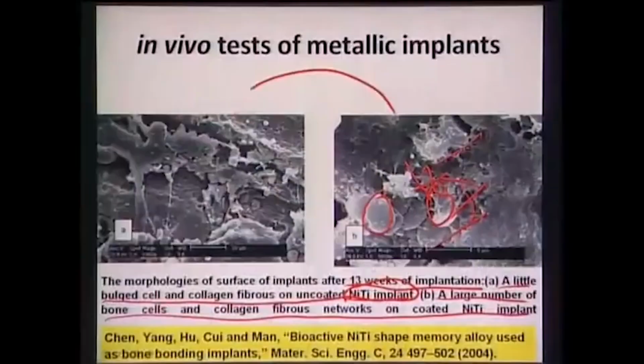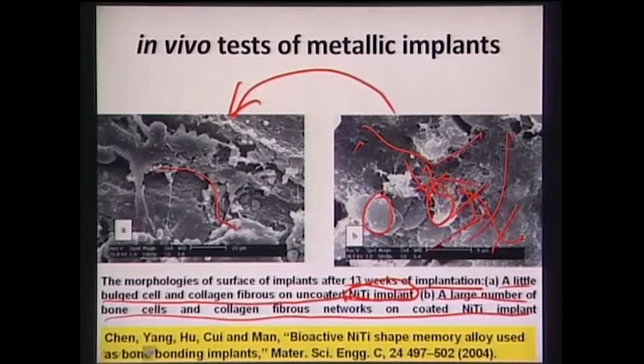However, if you compare this with this, you can clearly see that when you do not put any hydroxyapatite coating, then you don't see the bone cells that well, and the collagen network is also not as prominent or as visible or as extensive as in the presence of the hydroxyapatite coating.